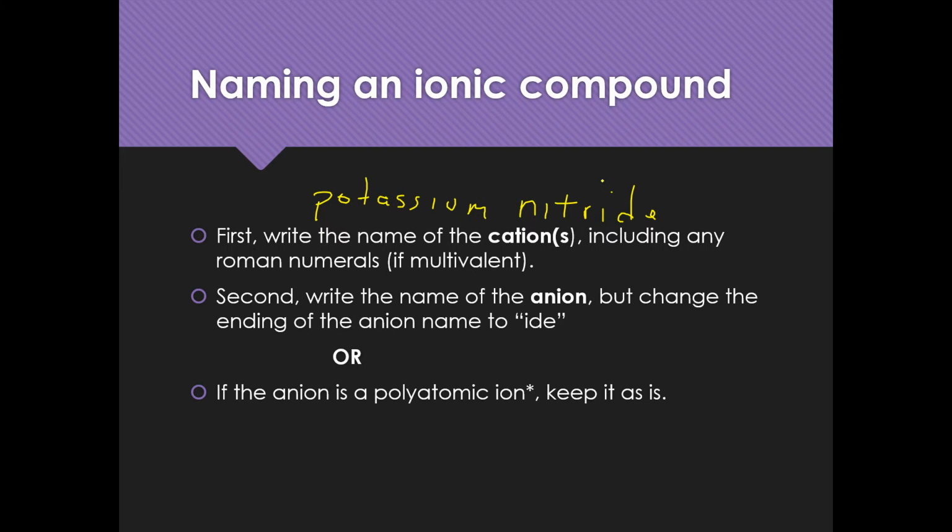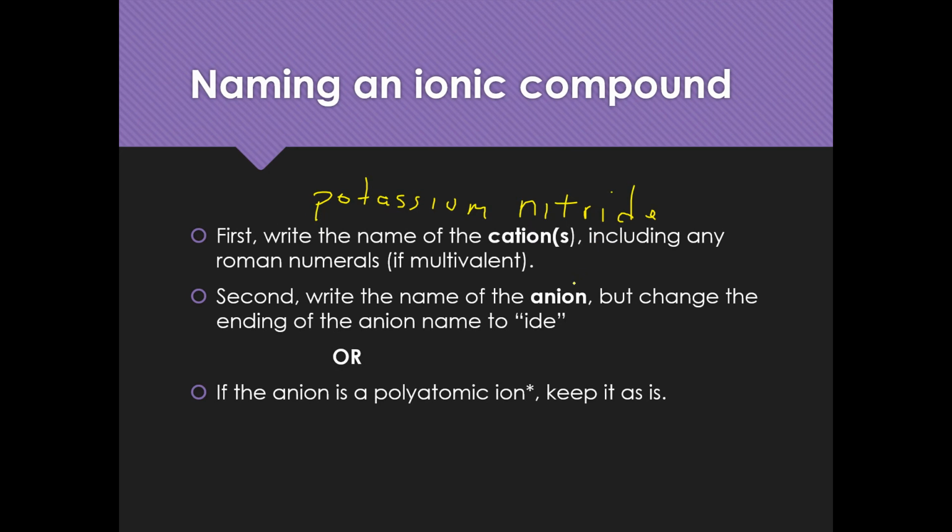We don't identify how many there are because potassium being a +1 and nitride being a -3 takes care of the how manys. We don't identify the quantity, so the subscripts do not play a role at all in the naming of these compounds. Now, a couple more things that are here. They mention that for the first element, we're going to use Roman numerals if it's multivalent. We'll get there in a second.